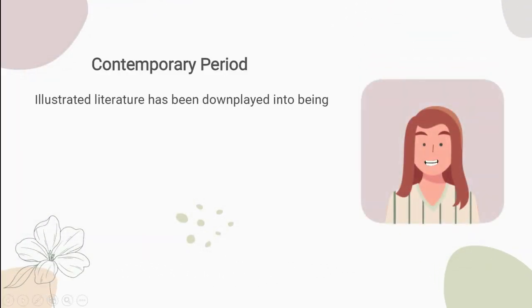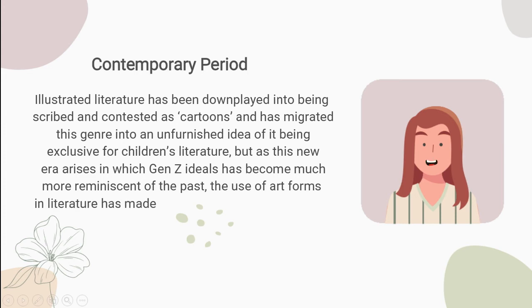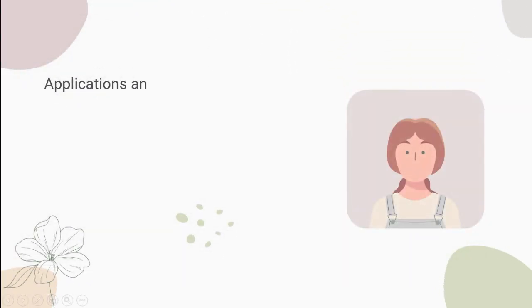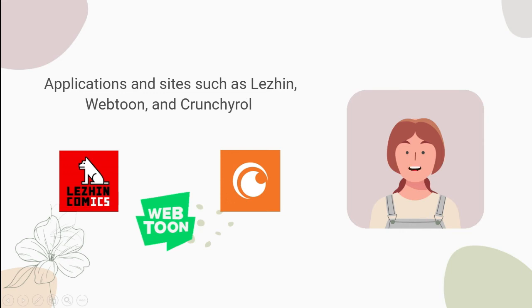In the contemporary period, illustrated literature has been downplayed, squabbled over and contested as cartoons, and the genre has been reduced to an unfurnished idea of it being exclusive to children's literature. But as this new era arises in which Gen Z ideals have become much more reminiscent of the past, the use of art forms and literature has made a rather satisfying comeback. This return of illustrations in modern literature has been tangled with a rather novel edge. This can be seen in the famed variety of webtoons and manga that has gained popularity more than ever.